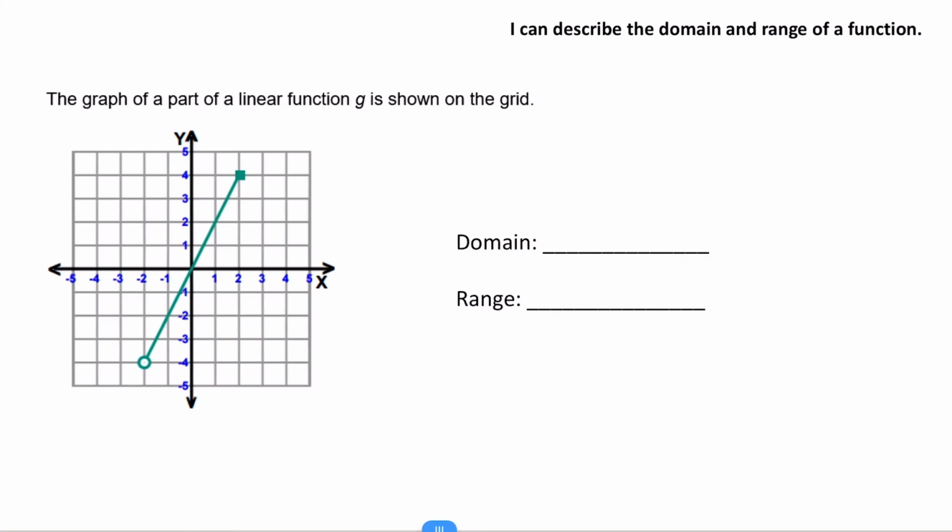So here's a graph. It says the graph of part of a linear function g is shown on the grid. Find the domain and range. Remember, the domain is the x values, range is the y values. To find domain, I'm going to go from left to right, and I draw in these lines to help me out. In the left value, I write -2 because that's my leftmost point. It's not included because I have an open circle there, so I write less than, and I'm talking about x. My rightmost value is x equals 2. I have a filled in circle there, so I'm going to write less than or equal to.